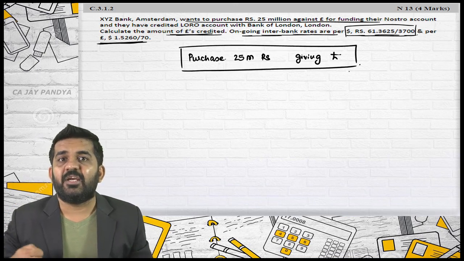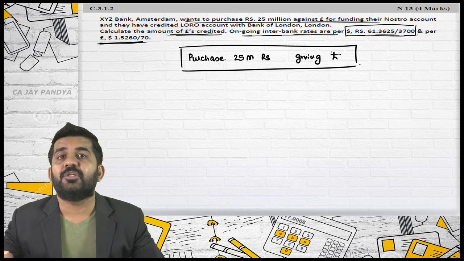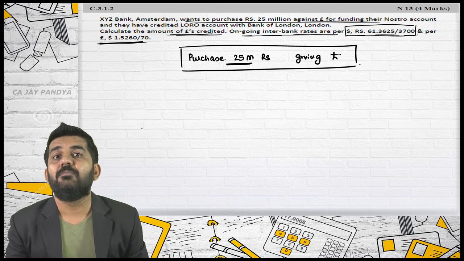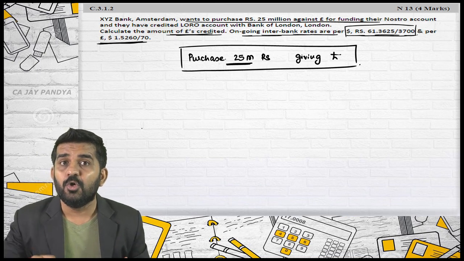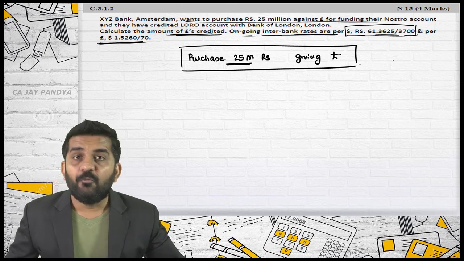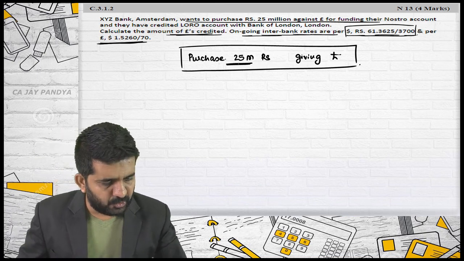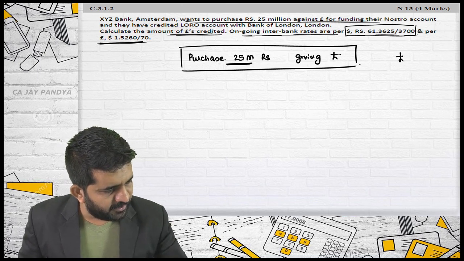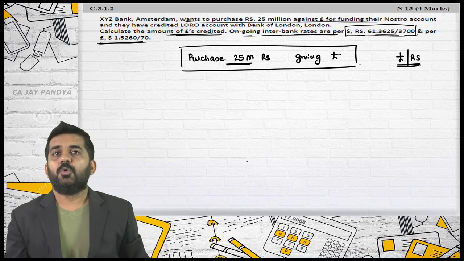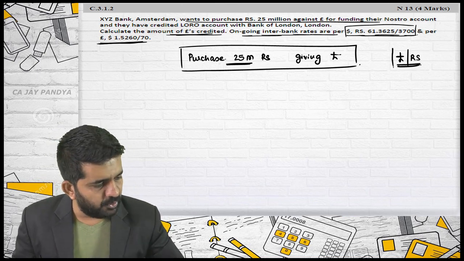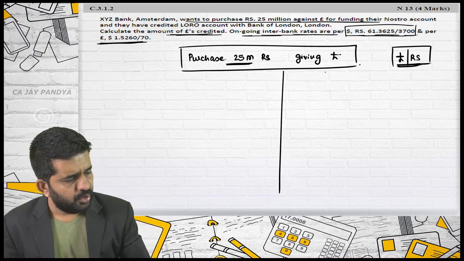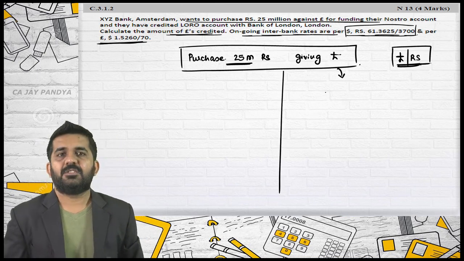Please understand, you are in Amsterdam where the home currency is pound, and you want to purchase 25 million rupees. So for you, rupees is a foreign currency because you are in Amsterdam. Which rate will you require to do this? You will require the rate of pound per rupees. If this rate is available, you can easily go into this transaction.